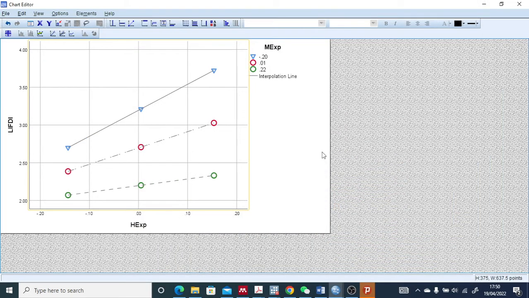So guys, I'm going to explain how this moderation impact works here. First of all, we have the basic two variables: H expenditure, that is the health expenditure, and FDI. FDI is the dependent variable, and health expenditure is the independent variable, or the X variable, and FDI is the Y variable.